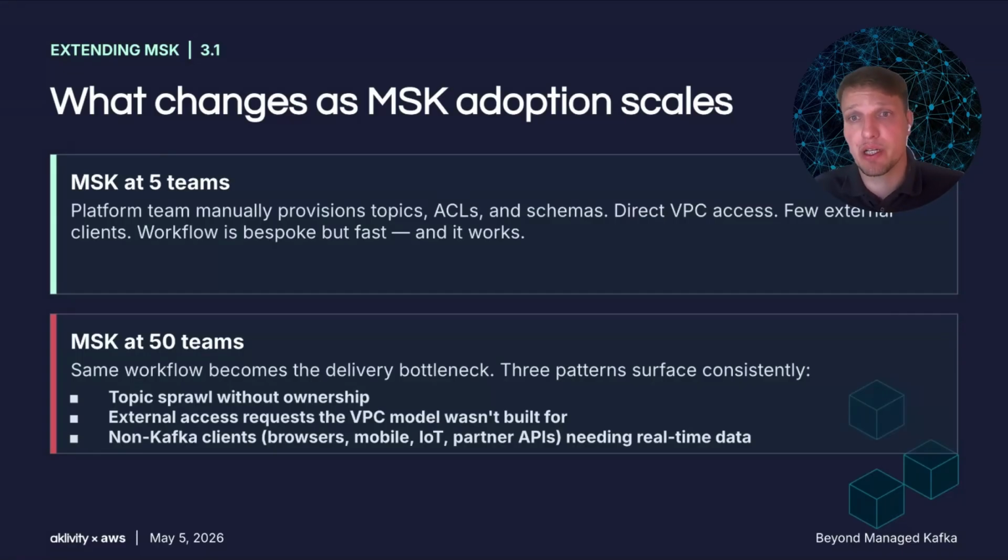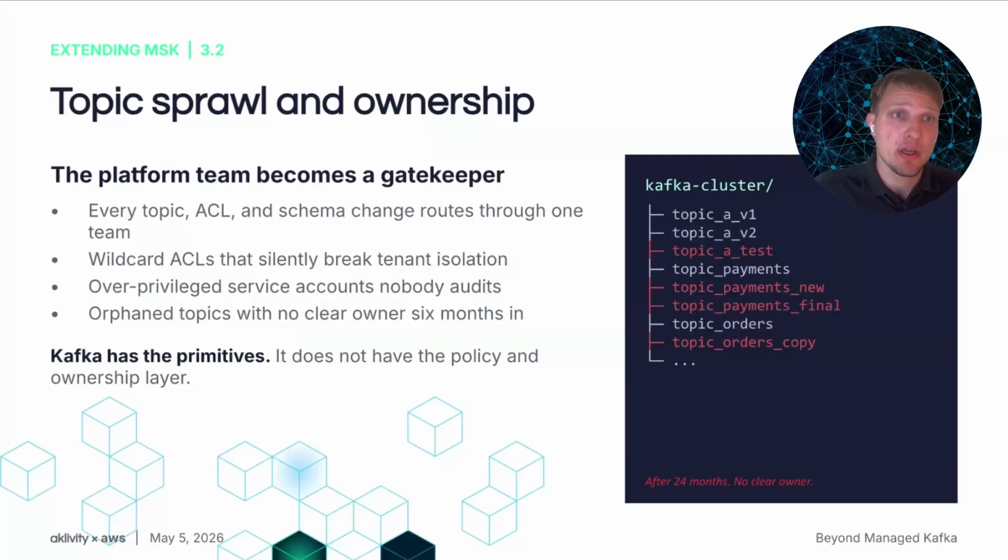But it shows up sharply on MSK because the VPC isolation that makes MSK so secure also makes external access a networking project. The shape is consistent. Things that work manually at small scale become the bottleneck at larger scale, and three specific patterns drive most of the pain. So let's take a closer look at each.